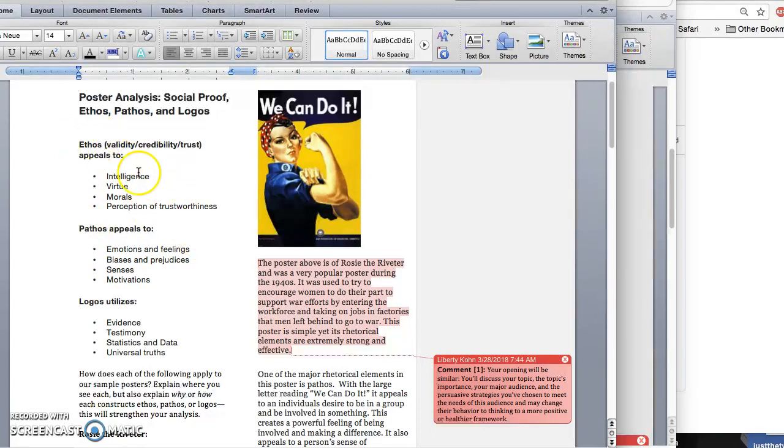Don't just say that ethos appeals to the emotions. You could say ethos appeals to, say, trustworthiness or something like that. You can say intelligence, virtue, morals, perception.